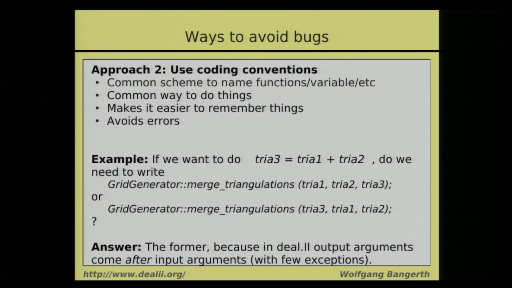The answer in this case is that it's the former, because in deal.II we have a convention that says that among function arguments, the first few are always the input arguments, and the last few are the output arguments. So it's obvious that it needs to be the first one. I don't even need to look it up in the documentation of this function. It must be like this. I should also say there are a few exceptions to this, but by and large, this is the convention that we follow. And it makes it easier for us to write code without bugs because we don't have to think about this. We don't have to look it up. We cannot forget which of the two approaches would be correct.